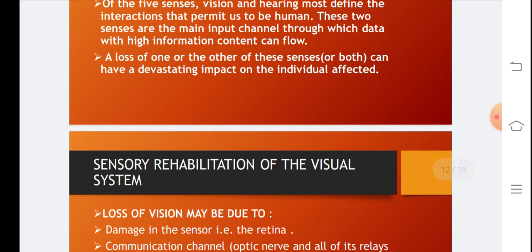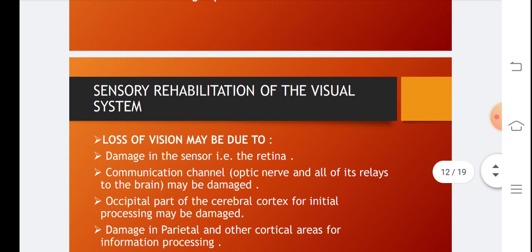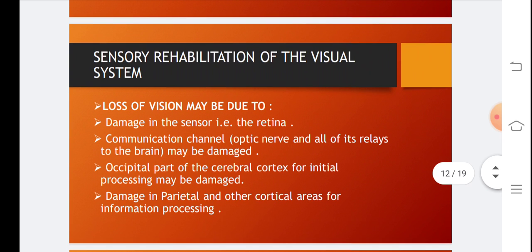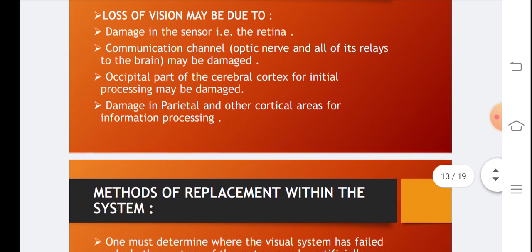Sensory rehabilitation of the visual system. Visual system means the sense of vision. Loss of vision may be due to damage in the sensor, the retina. The retina's main purpose is to receive light. The communication channel, the optic nerve, and all that is related to the brain may be damaged. The occipital part of the cerebral cortex for initial processing may be damaged. There may be damage in the parietal or other cortical areas for information processing.